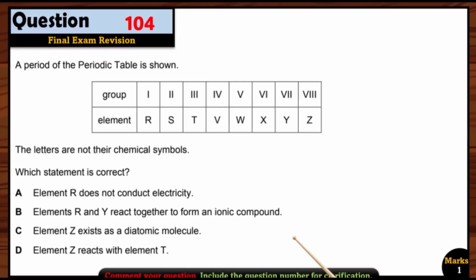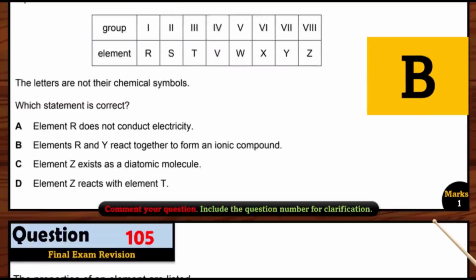Question 104. A period of the periodic table is shown here, okay? The letters are not their chemical symbols. Which statement is correct? Okay, let's see one by one. Element R does not conduct electricity, wrong. If it belongs to group 1, it can, because it's a metal. Element R and Y react together to form an ionic compound. R and Y can react, yes, and they can form an ionic compound. That's true. So option B is the right option here.